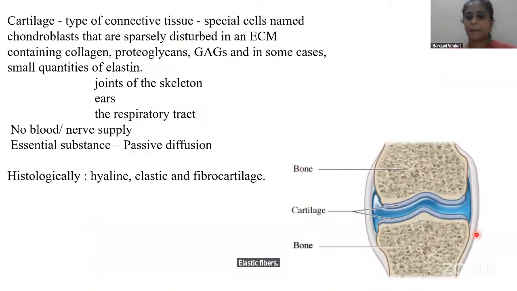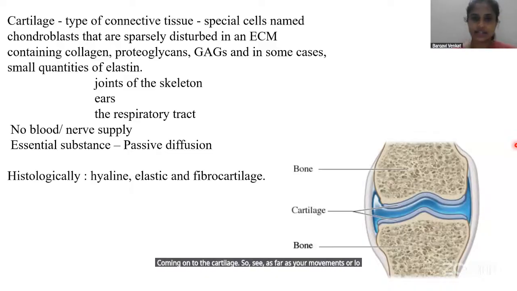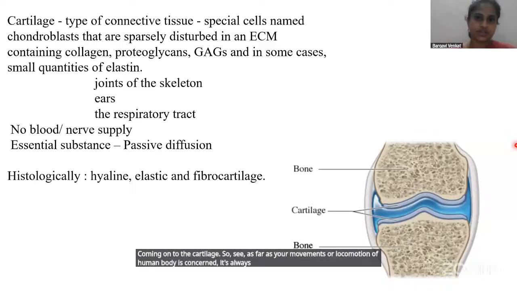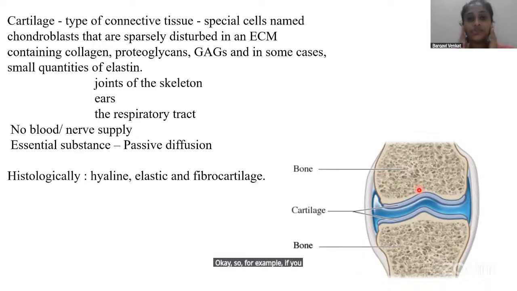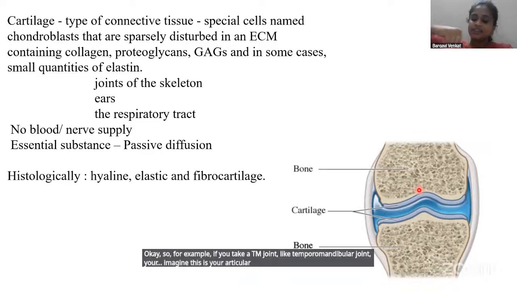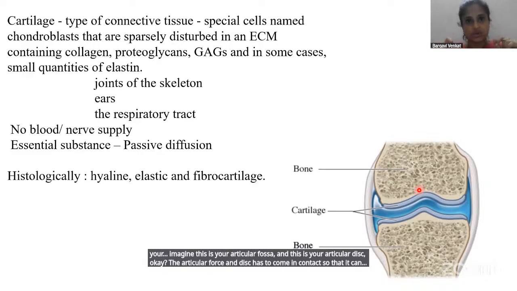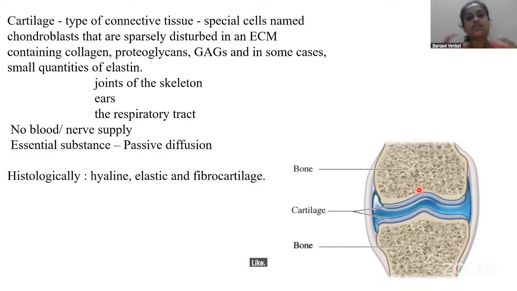Now, coming on to the cartilage. As far as movement or locomotion of the human body is concerned, it's always about the bone and the joints. But one most important thing for the bone or joint to function is cartilage. For example, if you take the TM joint, the temporomandibular joint, imagine this is your articular fossa and this is your articular disc. Your articular fossa and disc have to come in contact so that you can open and close your mouth. It produces the movement.